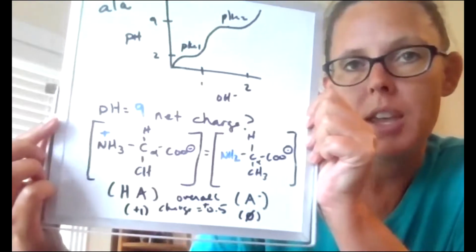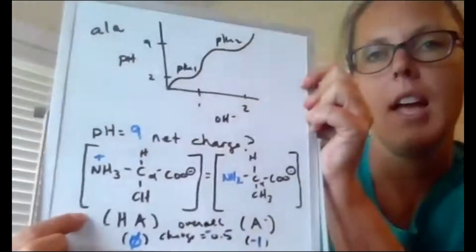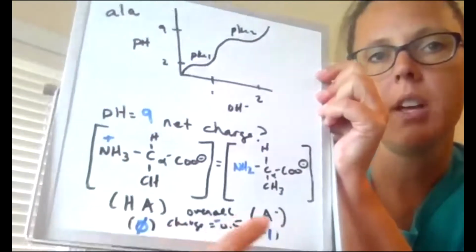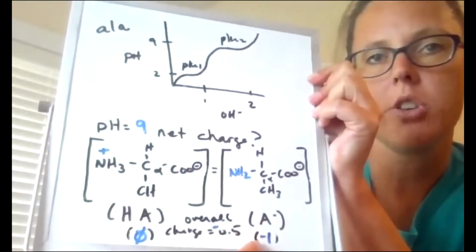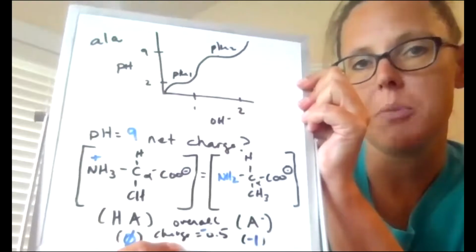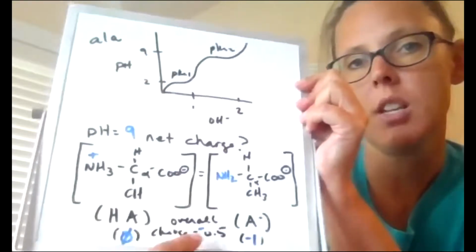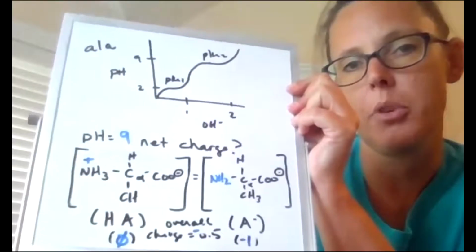So what's the charge going to be? Now what do I have to do? I have to look at the fact that my HA form is now 0, my zwitterion, and my A minus conjugate base form is now -1. If I look at the average of that, now what do I have? HA form, overall net charge of 0. A minus form, -1 charge. I'm taking the average of these two species because they're both present in equal amounts in the population, and now my overall net charge is negative 0.5.